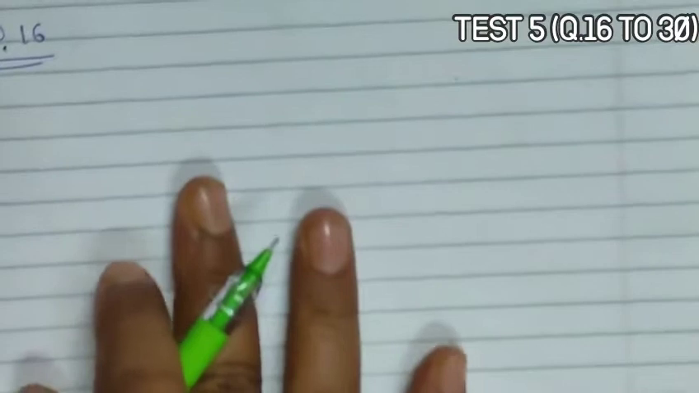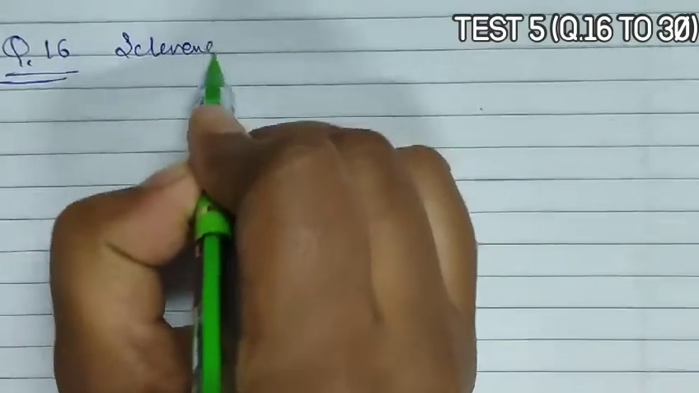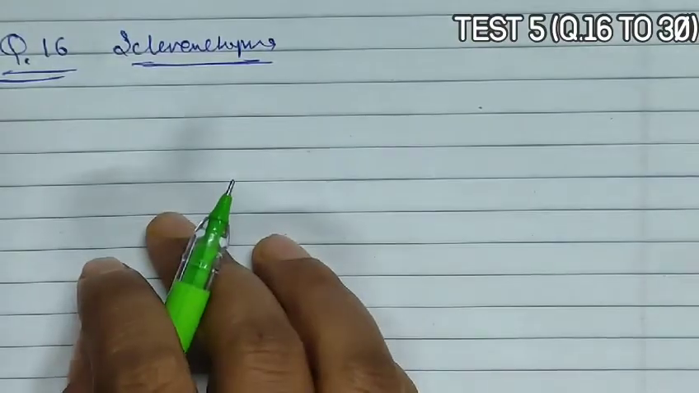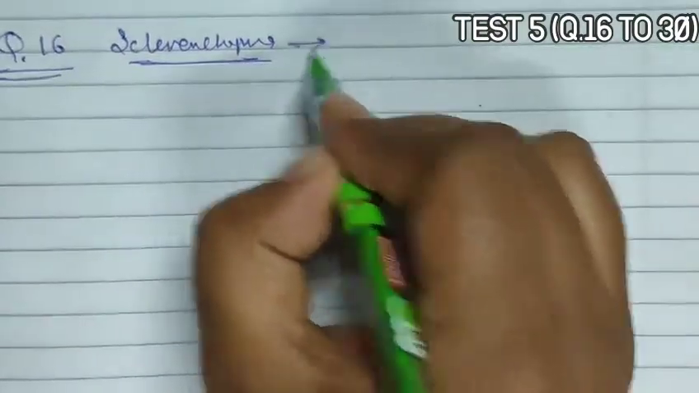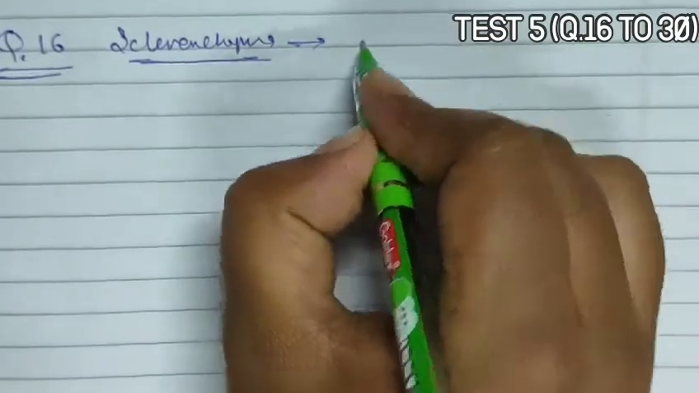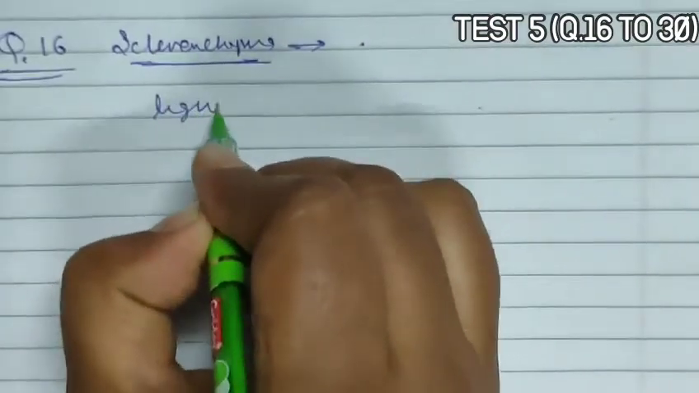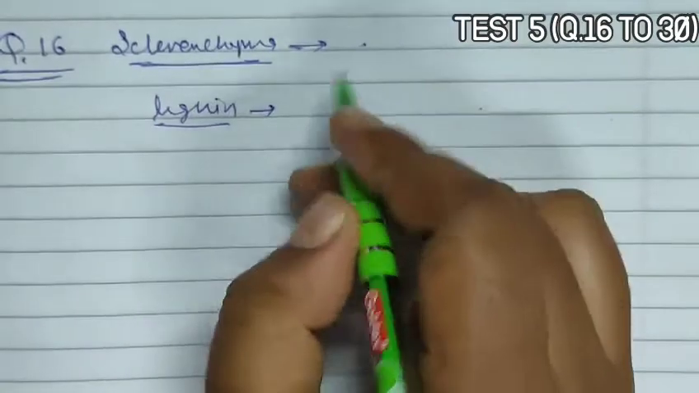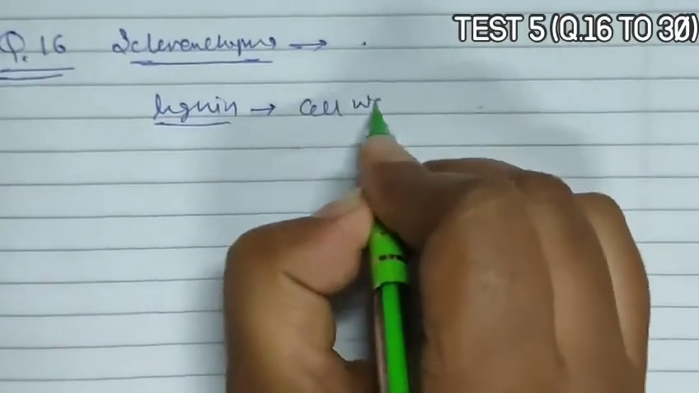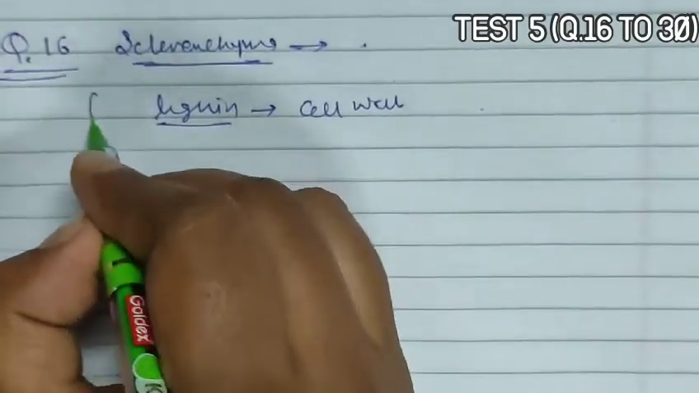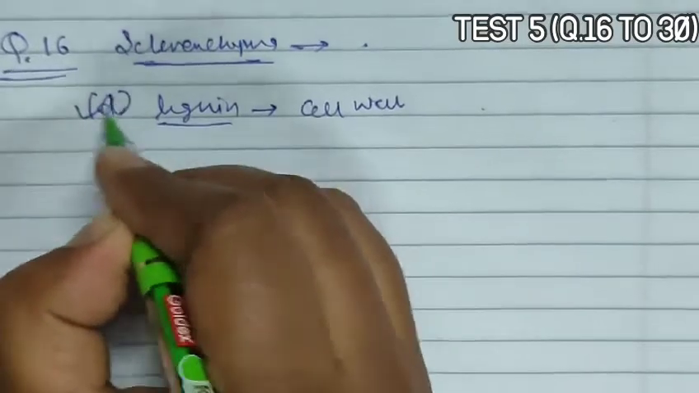Question 16. Question 16 asks that sclerenchyma is a thick-walled tissue which has a deposition of. Now, thick-walled deposition occurs due to lignin, and this lignin deposition occurs in the cell wall and they become thick. So the correct option becomes A.